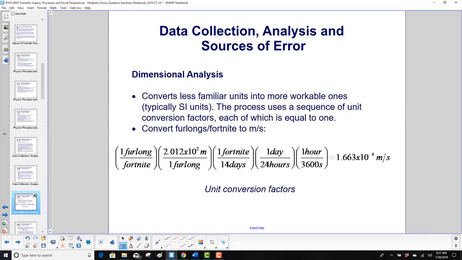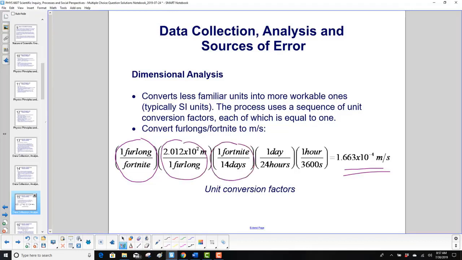Dimensional analysis is a very powerful tool when you're doing calculations. It will convert less familiar units, and over here I took probably one of the more unfamiliar units, a furlong per fortnight, and that's actually a velocity. Furlong is an Old English measurement for length, and fortnight is 2 weeks. So we want to convert it into SI units typically. So we have a sequence of unit conversion factors. These are unit conversion factors.